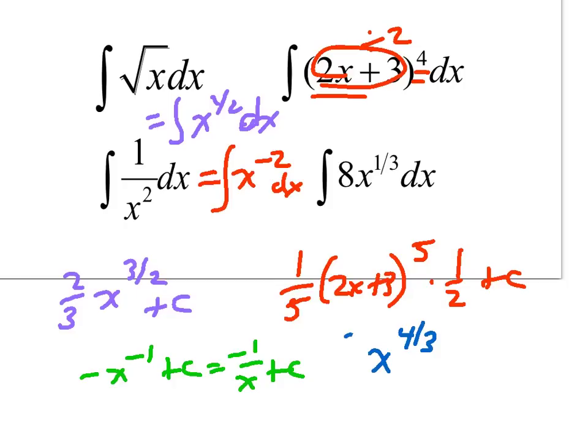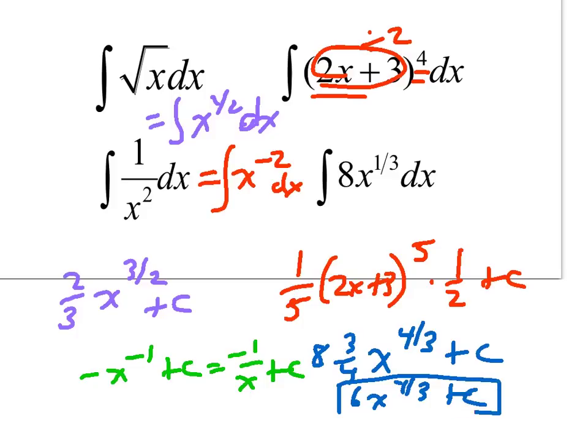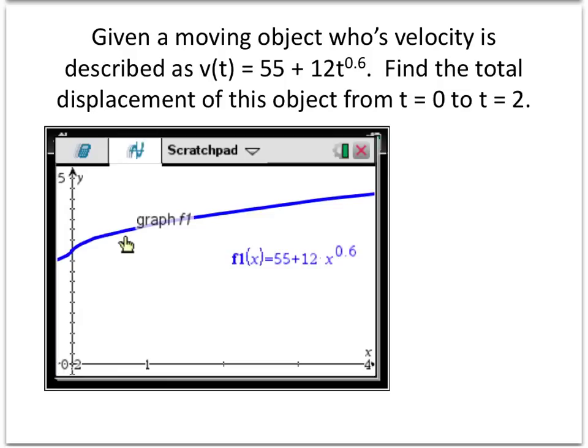So I'm going to multiply by 3/4, but remember, I have the 8 out there. So I've got to multiply the 8 times 3/4, and again, plus c. And this becomes 6x to the 4/3 plus c. And so there's my answer to that particular indefinite integral, or remember, antiderivative.